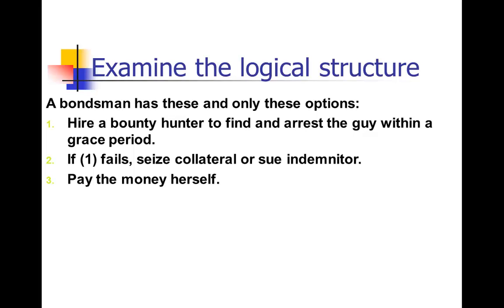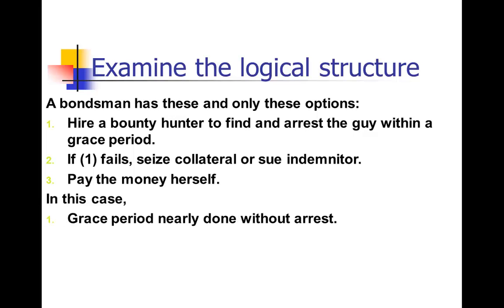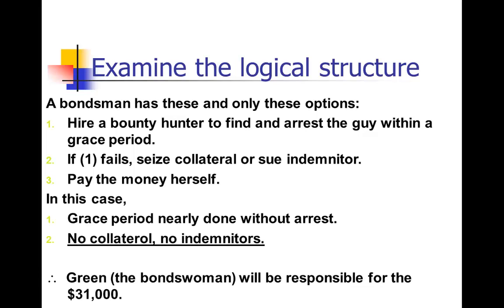So in this case, out of those 3 options, what happened? Well, the grace period is done and there's no arrest yet. There was no collateral, there was no indemnitor. So what's the conclusion? What's going to happen? Well, there's only one option left. That Green, the bondswoman, has to pay that $31,000 herself. So you can see there's actually a nice logical argument under that. And sometimes it's helpful to even map those out in A, B, C terms.